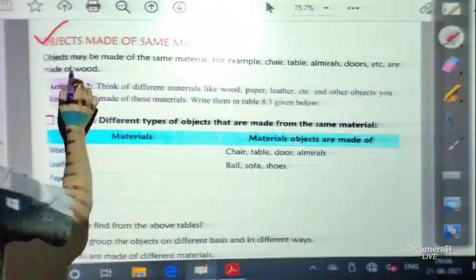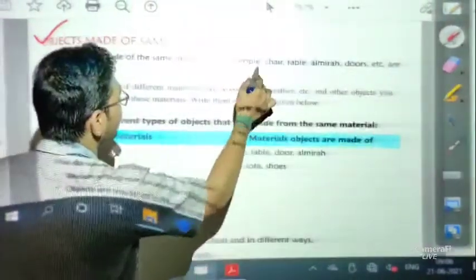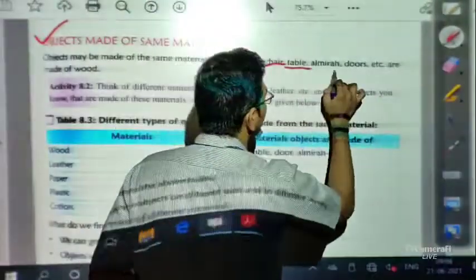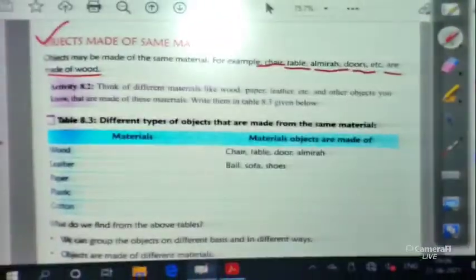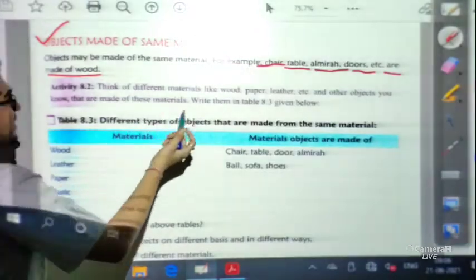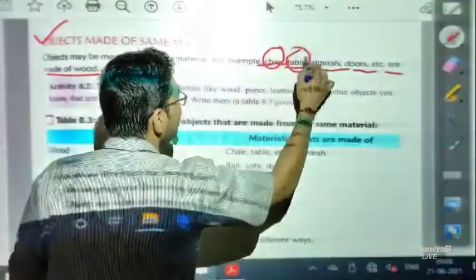Just have a look that objects may be made of the same material. For example, you can say chair, table, almirah, door, etc. are made of wood. That means the material here is fixed, wood, but by using wood we can prepare many objects, such as a chair, table, almirah, door, etc. So many objects we can prepare.